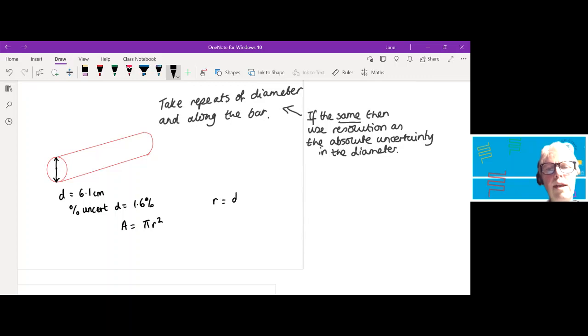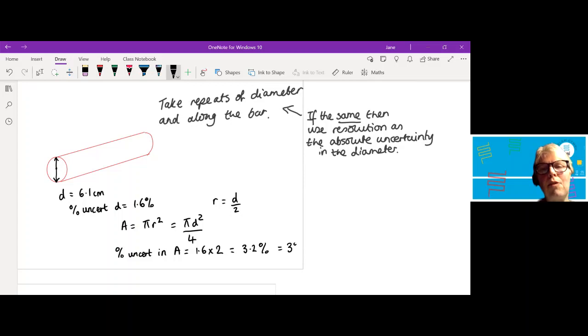Then to work out the area, it is pi r squared, where r equals diameter over 2, so that equals pi d squared over 4. I'm using my diameter twice, so therefore your percentage uncertainty in your area is given by 1.6 times 2, because I'm using it twice, i.e. 3.2%, i.e. 3% because it doesn't start with a 1.